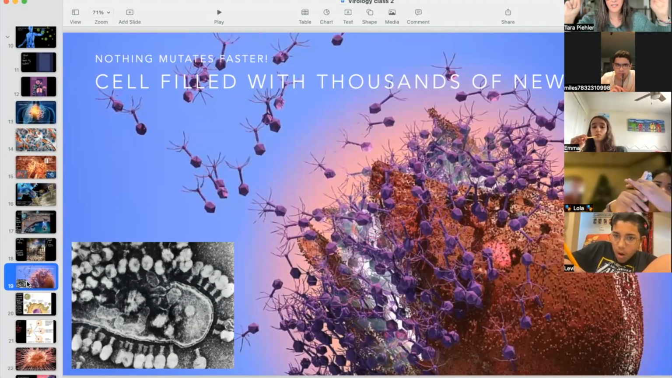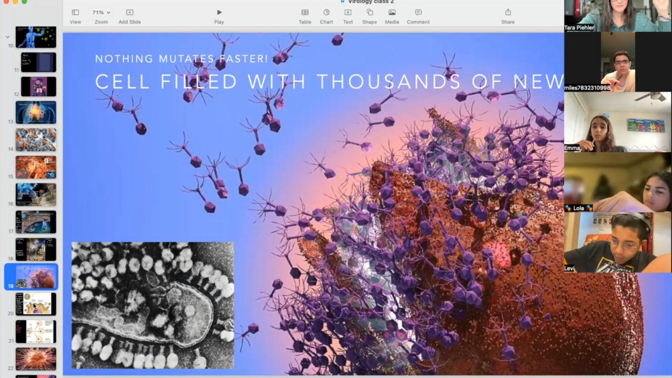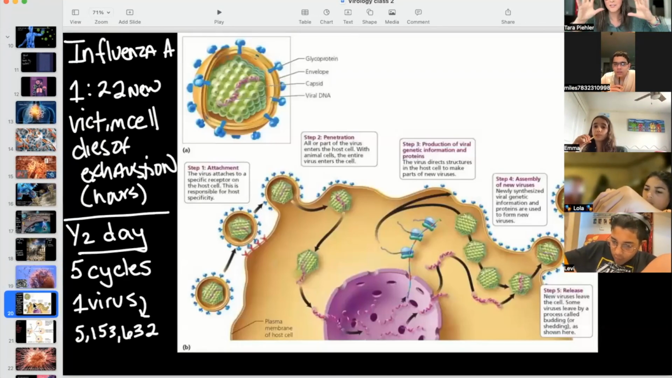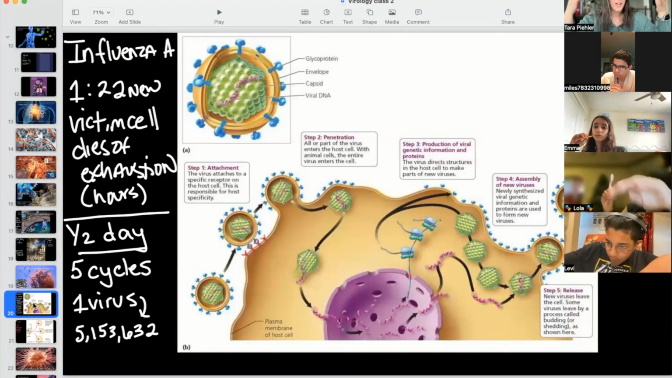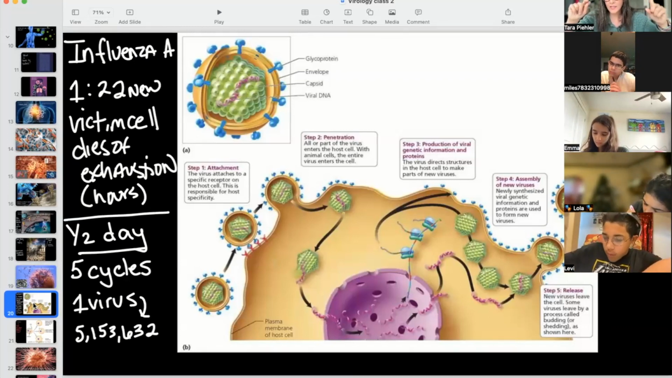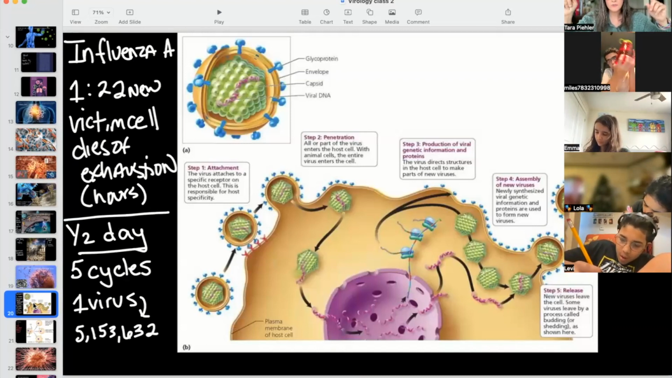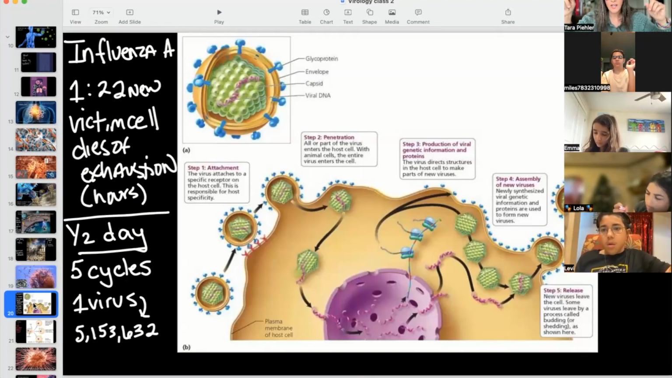So nothing mutates faster than a virus. Nothing. Here's influenza, since I'm still recovering. So let's think of it this way. If you have one influenza virus go into your body, which is highly unlikely, you probably have a lot, but let's say we just have one. That one will infect 22 new cells every hour.